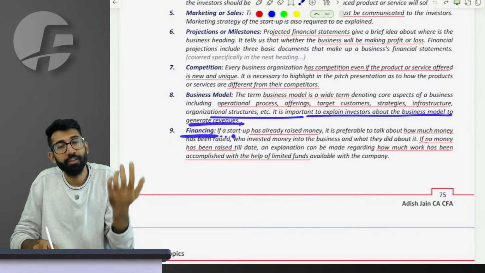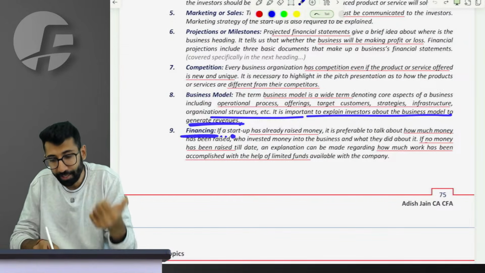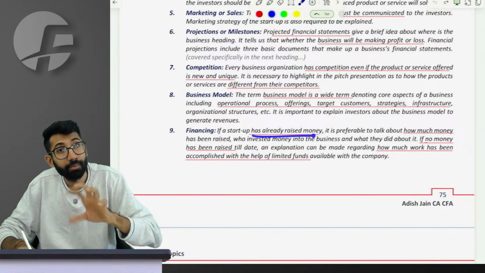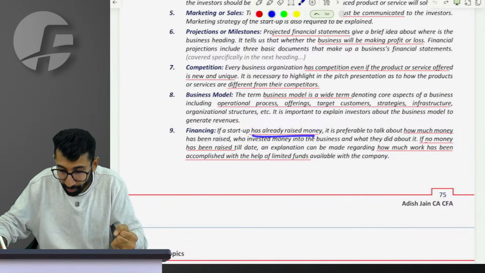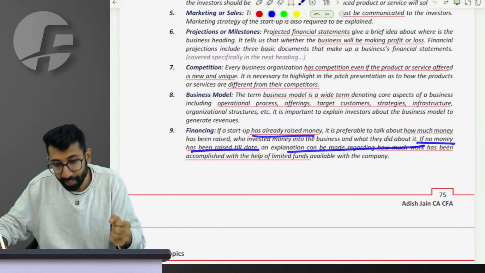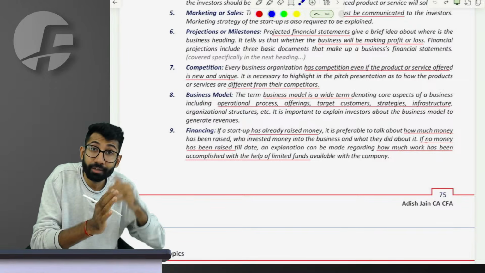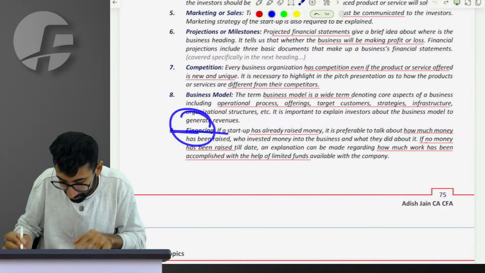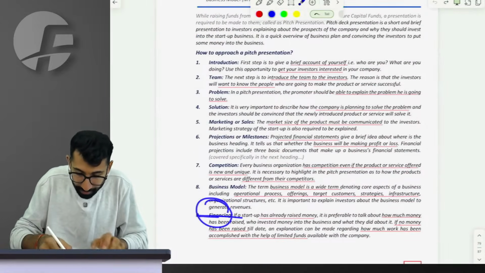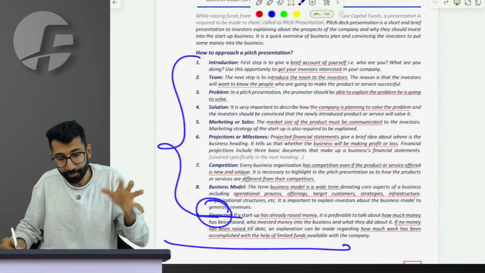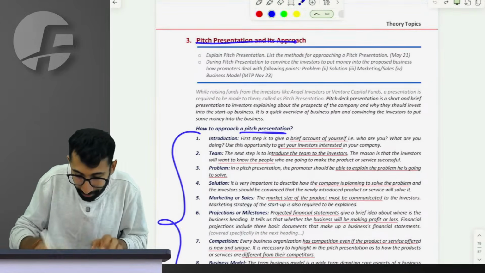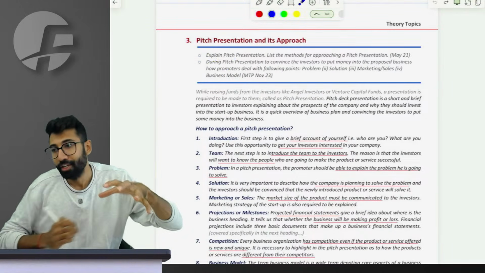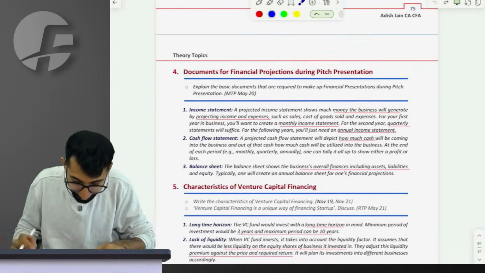If there has been any previous financing, explain it. If money has already been raised, tell them how it was invested and what was achieved. If no money has been raised, explain how much work has been done at your own level, and with the new money, what the plans are. The need for financing has to be explained. This is what you should include in a pitch presentation, people in the class. The examiner can ask you questions in this format, which you already see here.